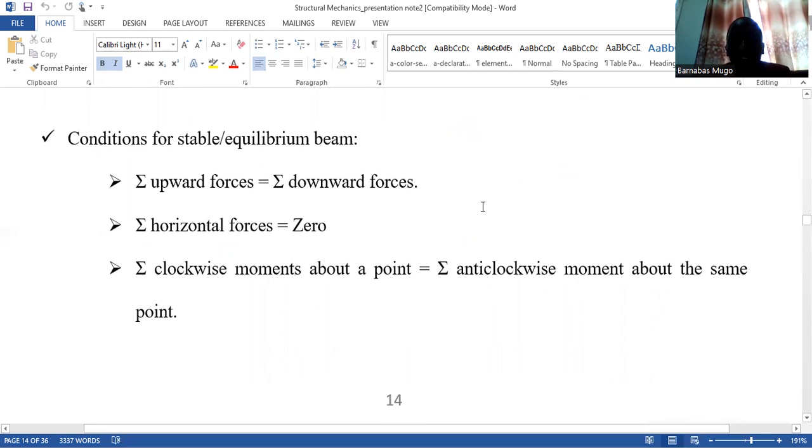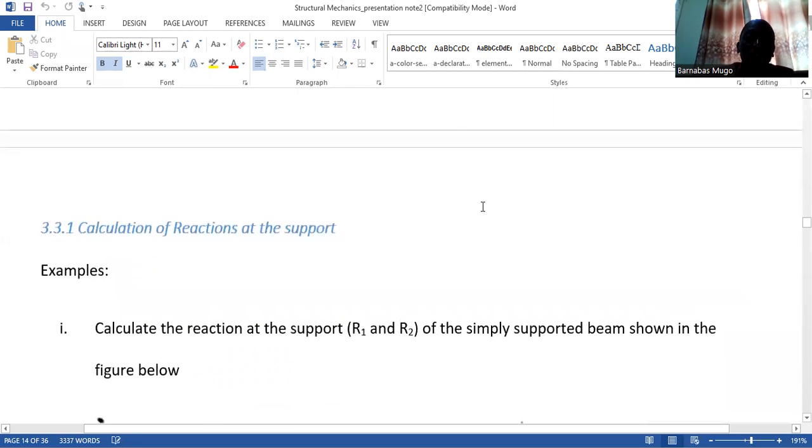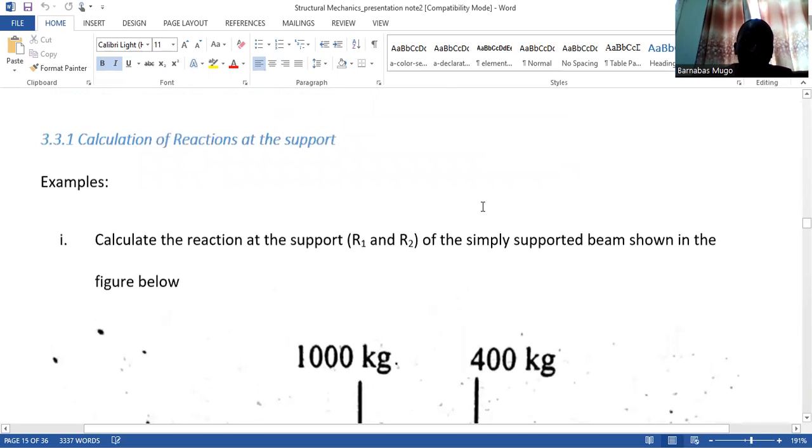There are three main conditions that we must fulfill for any stable or equilibrium beam. One of them: for a beam to be in equilibrium or stable, the upward force must be equal to the downward force. The horizontal forces must be equal to 0. And the summation of the clockwise moment about any point should be equal to the sum of the anticlockwise moment about the same point. We are going to look at this in detail when we are doing the calculation.